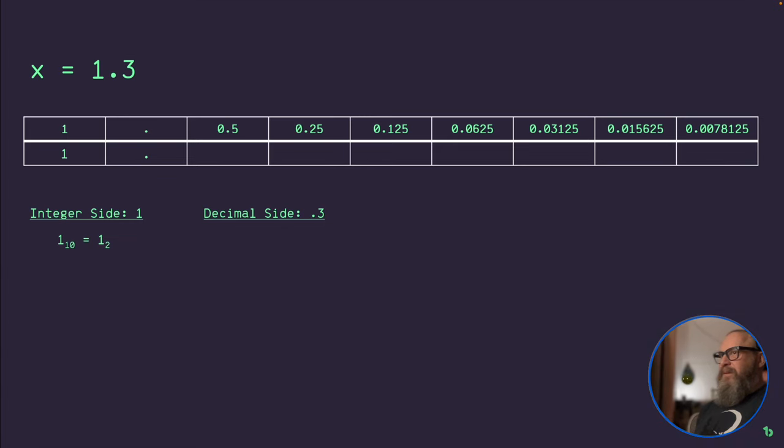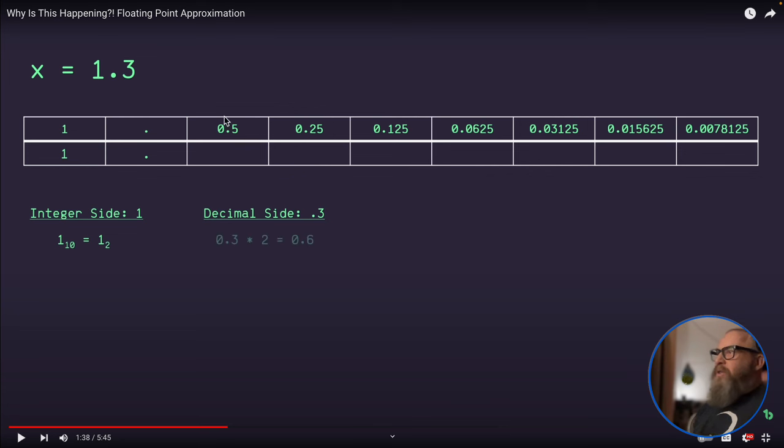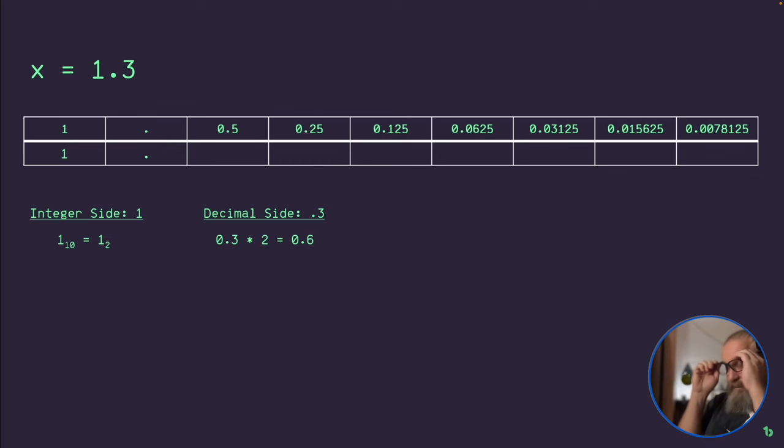First, let's take our 0.3, and then we're going to multiply it by 2. Notice it's always 2, because computers inherently only know how to multiply by 2 and divide by 2, because of powers of 2. That's our representation. And this gives us 0.6. On the left side of the decimal place is 0, so we're just going to add 0 to this first spot.